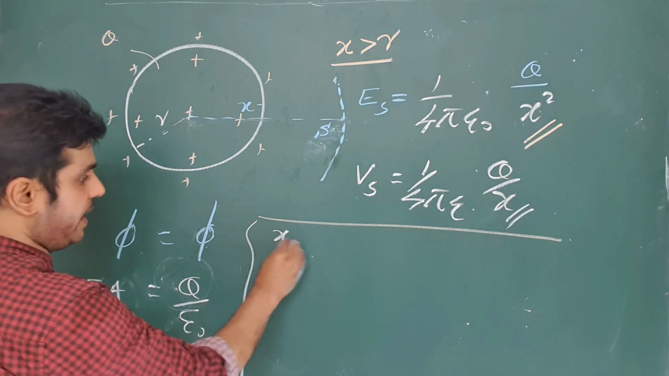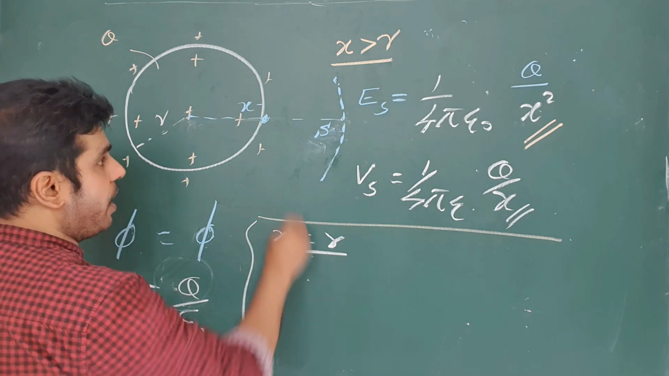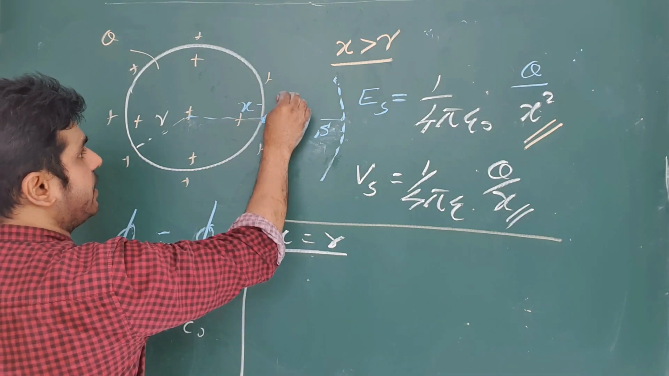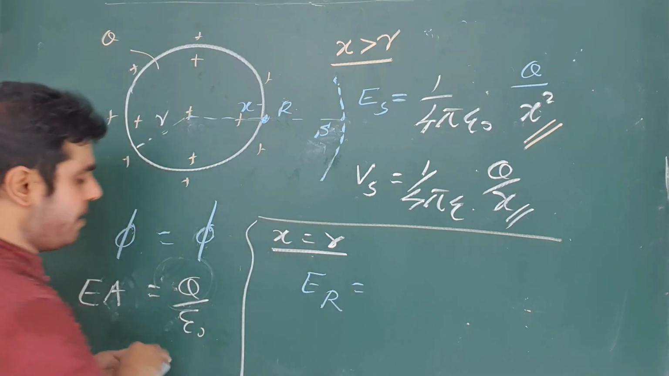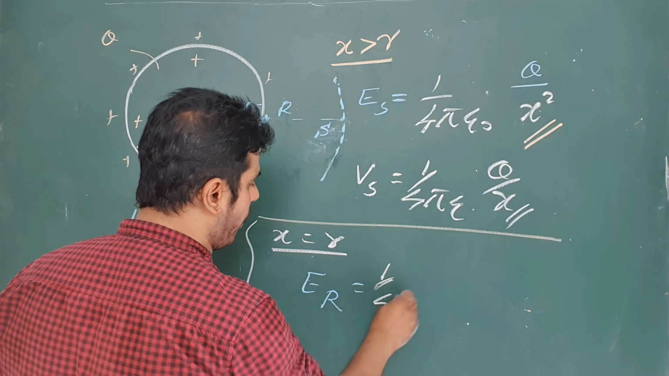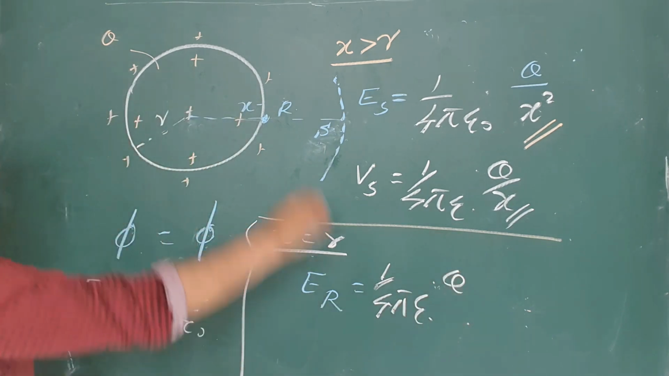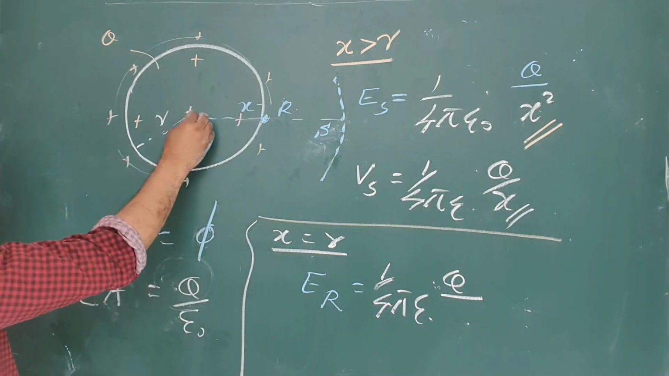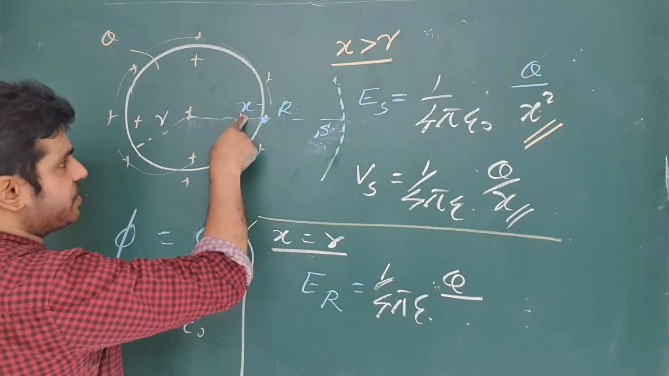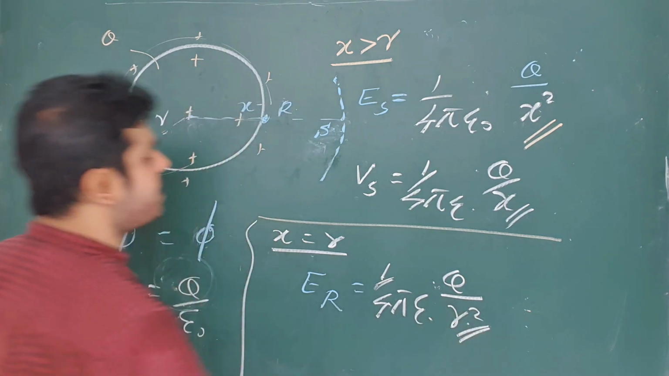Now the second part is x equals R. x equals R means our considered point is here. So I take that point as R, capital R. E_R is given by 1 over 4 pi epsilon naught, Q, taking the whole charge inside the Gauss surface, that is Q, divided by x squared. x squared equals R squared because x equals R now. Now this is the value of E.